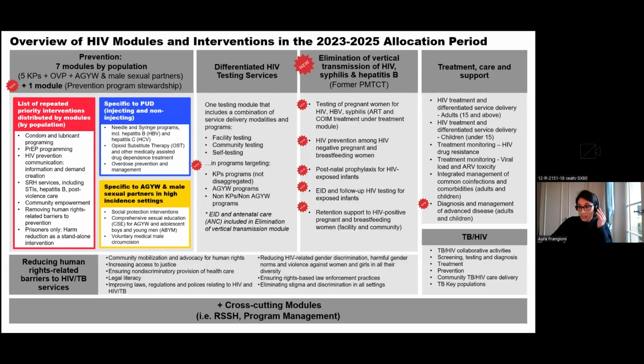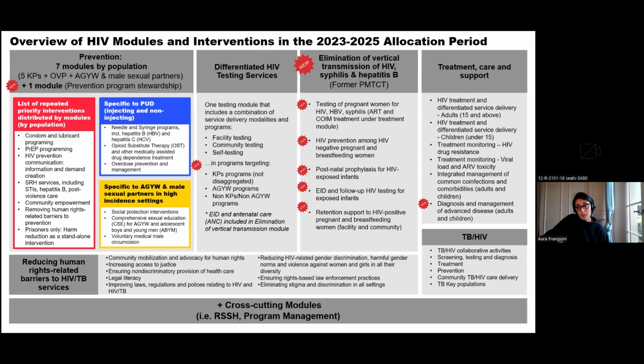So this slide offers an overview of the grant cycle 7 HIV modules and interventions. Next cycle, we will have in total 13 HIV modules, of which 7 are dedicated to HIV prevention by priority population. For prevention, this represents a structural change. We removed the population tab and went back to an NFM2-like structure with prevention modules by priority populations, including the 5 key populations and their sexual partners, the AGYW and their male sexual partners, and the other vulnerable population groups.